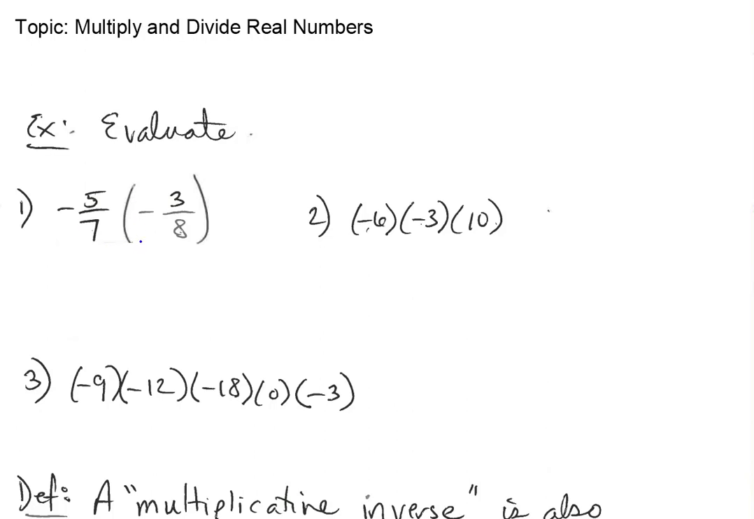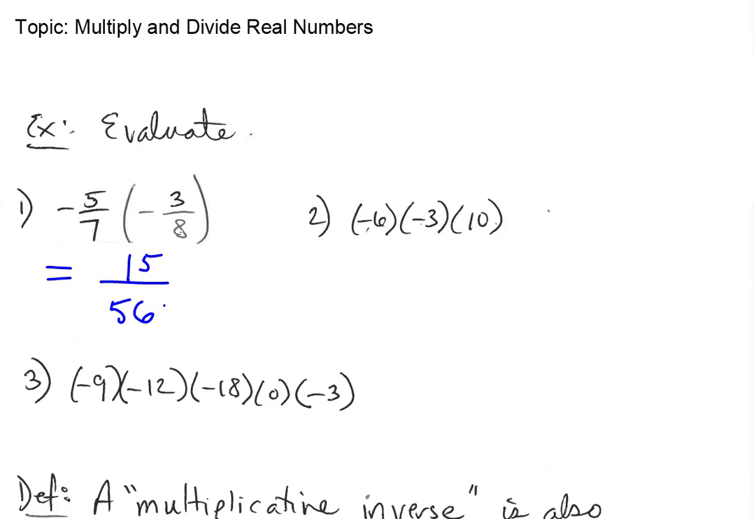-5/7 times -3/8. Well, as we've already seen at this point, when you multiply a negative times a negative, you end up with a positive value, and then when you're multiplying a fraction with a fraction, we simply multiply straight across the top and straight across the bottom. So we'll end up with a positive answer, and then across the top, 5 times 3 would be 15. That's just multiplying those numerators together. And then across the denominators, 7 times 8 would be 56.